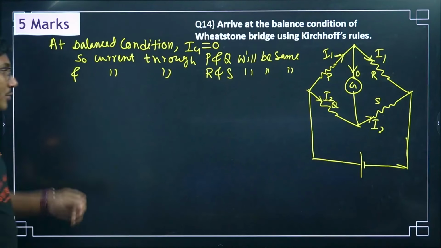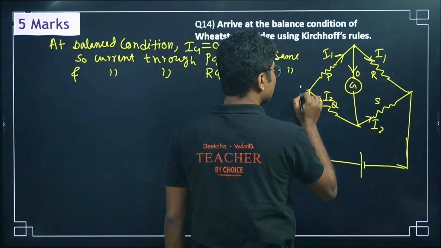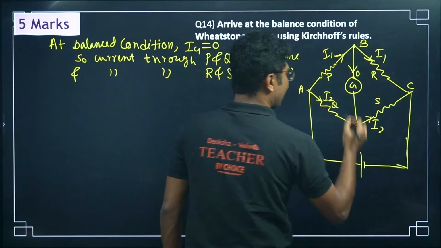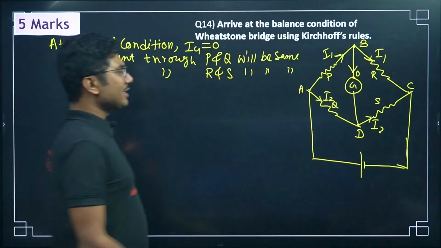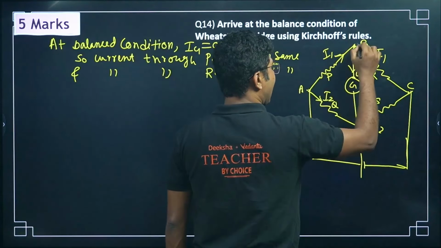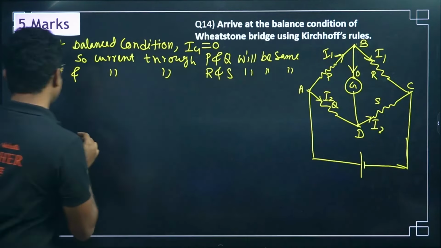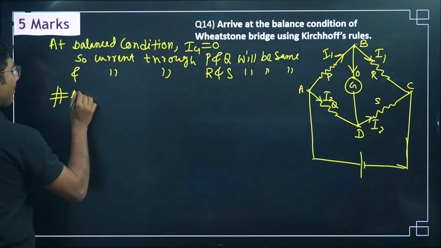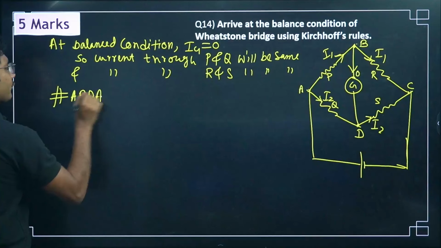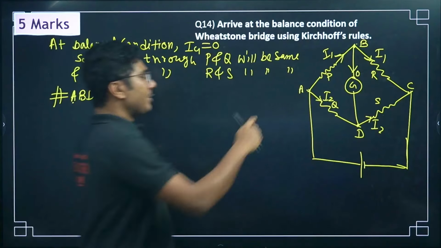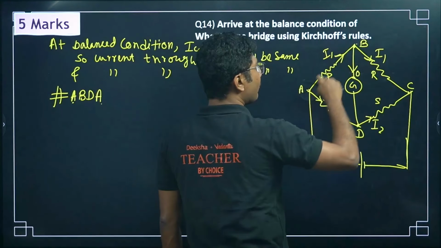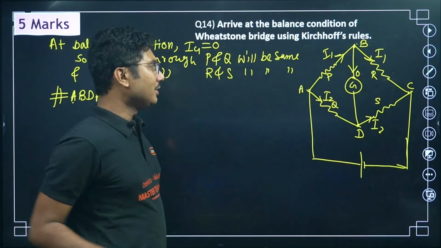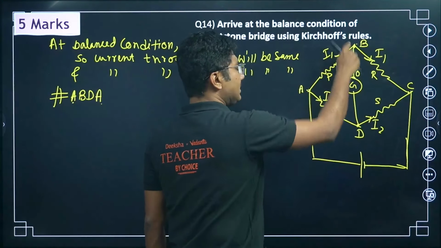Now we have to name these points so that we can solve it properly: A, B, C, D. First we will take this loop A, B, D, A. Whenever you write the name of a loop, remember that starting and ending should be the same, because you start from A, go to B, come to D, and then go back to A. So A, B, D, A represents this closed loop.